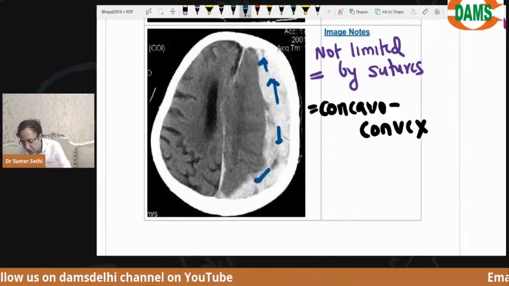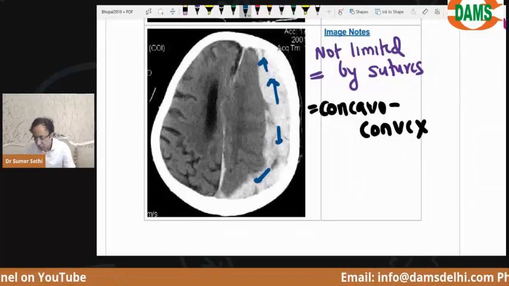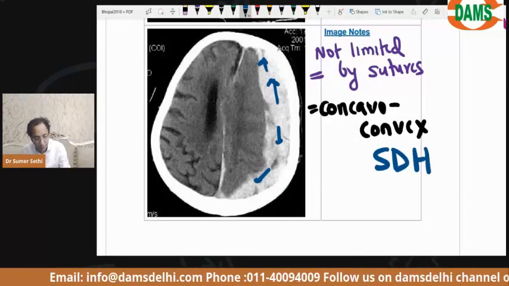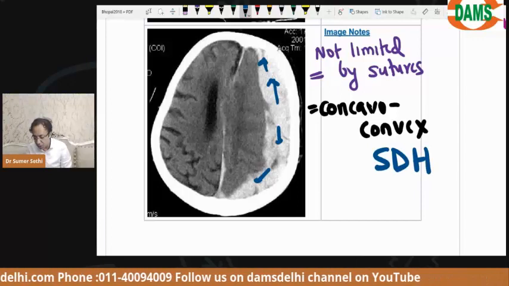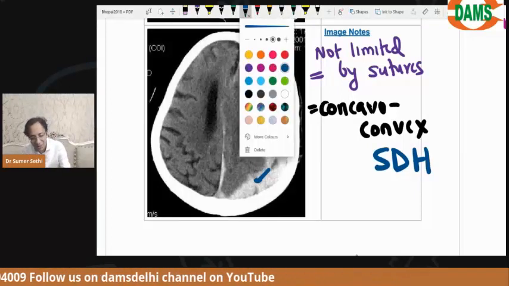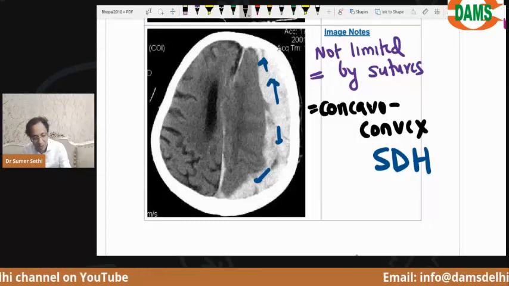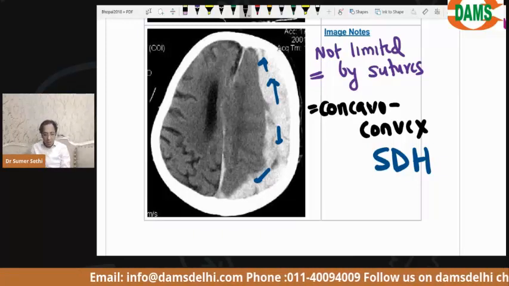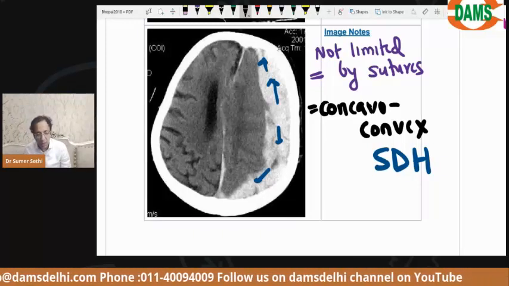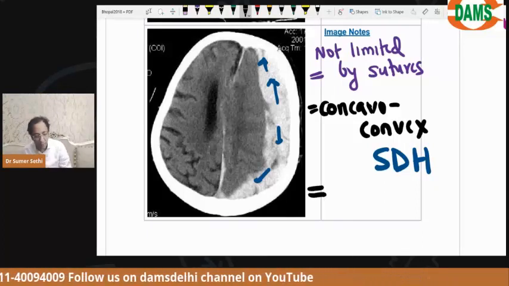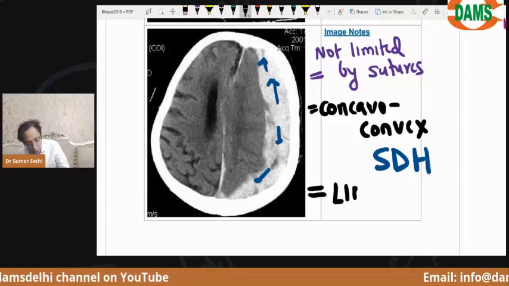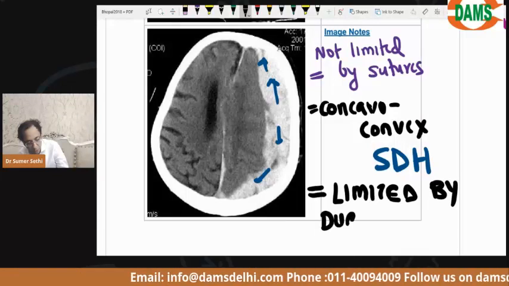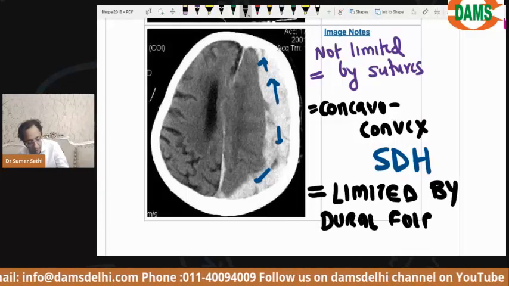Let's see. So this is where we were. We saw the subdural hematoma is concavo-convex in shape, and it is not limited by the skull sutures. It is not limited by the skull sutures because it is below the dura. This subdural is between the dura and the arachnoid, so it is not limited by sutures. It is concavo-convex in shape, and remember, it cannot cross the midline because it is limited by dural folds like falx cerebri.